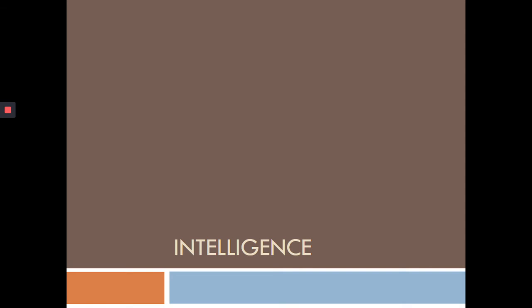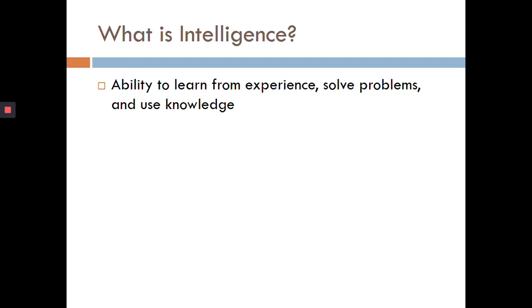All right, so when we think about intelligence, people tend to think about how smart someone is, but that's not necessarily what intelligence is. It's our ability to learn from our experiences, to solve problems, to use knowledge that we already have, and to adapt to new situations. Okay, that's the big broad definition of intelligence. Like I said, other people are going to look at it from different aspects and have different viewpoints on it, but this is basically what intelligence is.